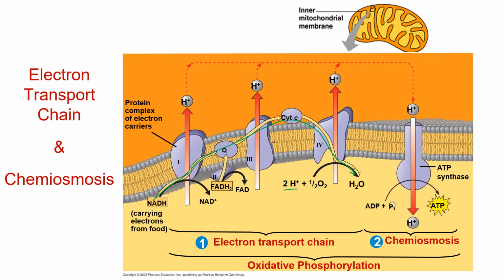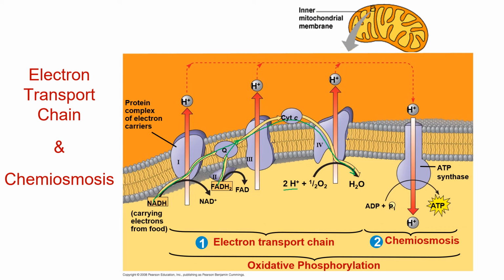And the same thing is going to happen with the electrons that will be given up by FADH2. So the same thing, those electrons are going to pass along that electron transport chain. They're going to be combined with hydrogen protons and oxygen to make H2O.